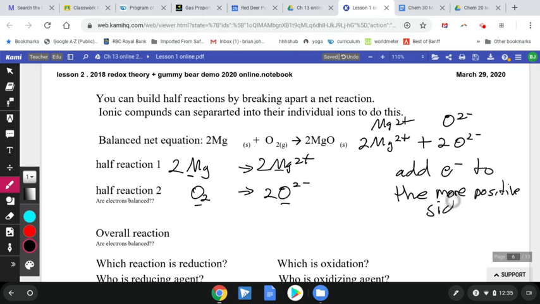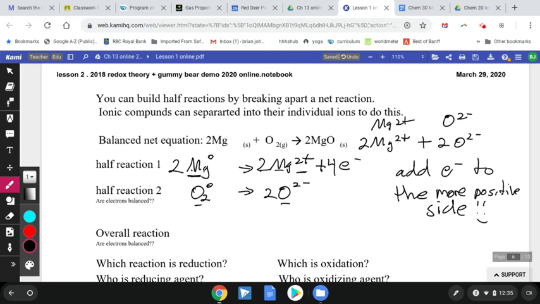This is where students always struggle. Do we put the electrons on the left or the right? How do I know? So elements have a charge of 0. If we look at magnesium, we've got 0 on this side and plus 2 on this side. So that means we're adding them to the more positive side. How many are we adding? Well, we actually have 2 atoms of magnesium, for a total that's still 0. And over here, I've got 2 Mg2+ for a total of 4 plus, so 4 minus.